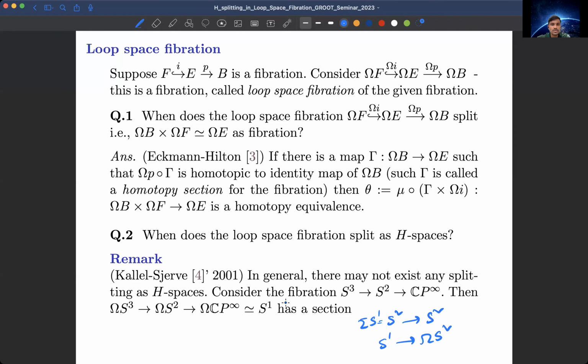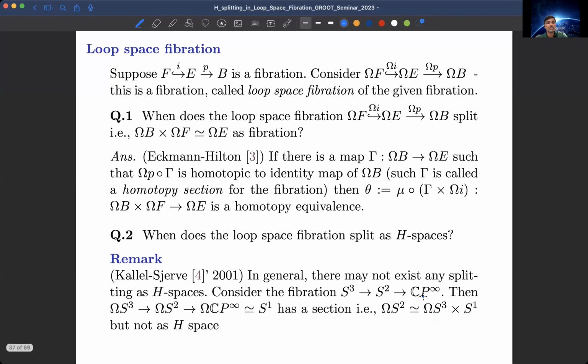So once we have a fibration with a section, using this Eckmann-Hilton argument, we can say that ΩS² is homotopy equivalent to ΩS³ × S¹, but this is not as H-spaces, because S³ has an H-space structure. It is another Eckmann-Hilton argument that if you have any H-space X and consider the loop space of that, then that is actually an abelian H-space. So ΩS³ is abelian, and S¹ we already know is also abelian.